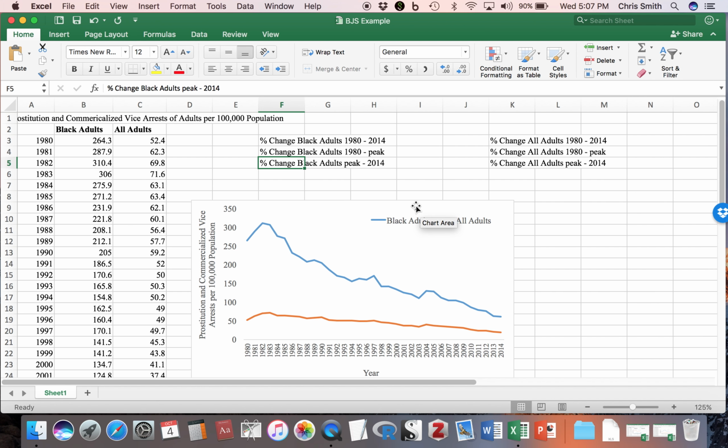I've prepared labels for the 3 questions for Black adults and for all adults. You might consider pausing this video now to prepare your labels within Excel. This will just help you remember which calculation means what. And now I show you how to calculate the percent change. You type in the equal sign, type an open parentheses. We're going to calculate a difference.